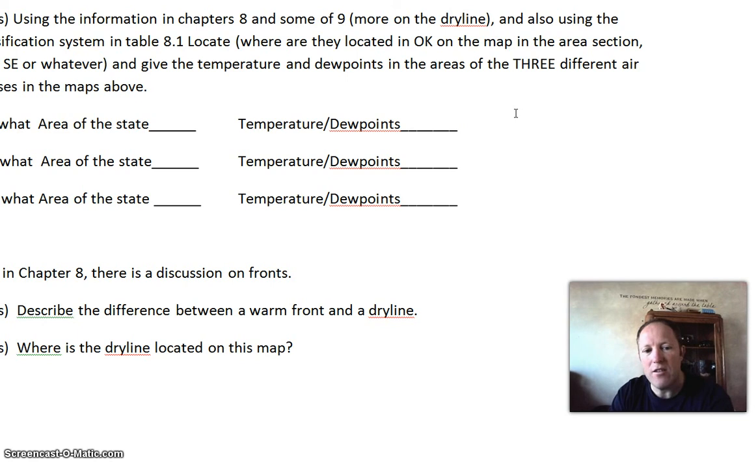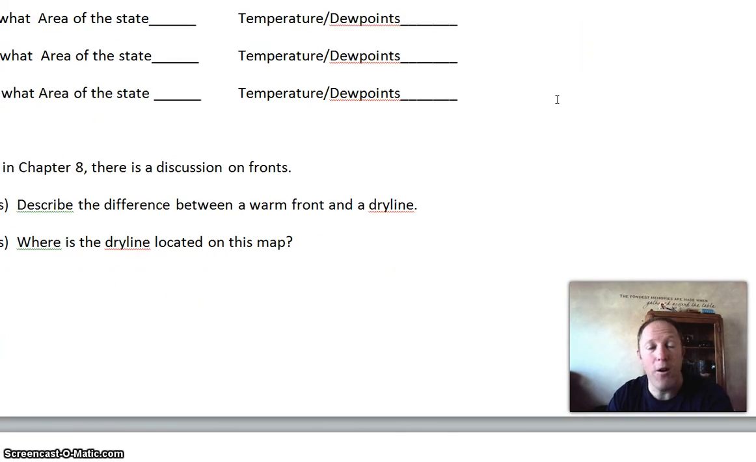Also in Chapter 8 there is a discussion on fronts. Describe the difference between a warm front and a dry line. We get into a dry line this week, and it is on the map, and it is showing up there. If you're having a problem finding definitions, there are several chapters that cover it in the book, and also look online. But a dry line is basically a big drop in dew points. And that's part of the answer I'll give to you right there. But tell me what a warm front is and how those things differ. And then where is the dry line located on this map? That should be fairly obvious.